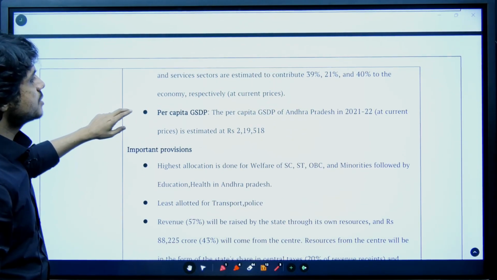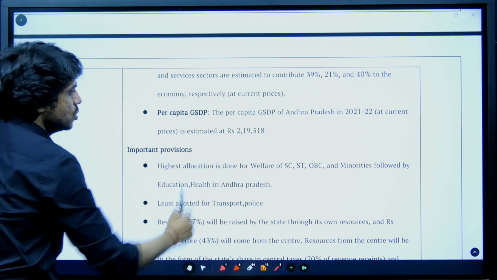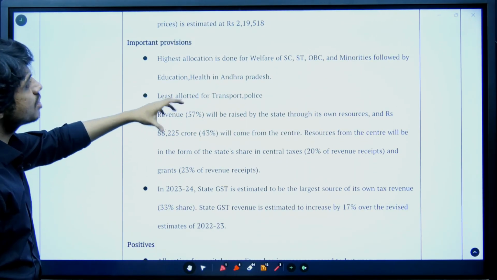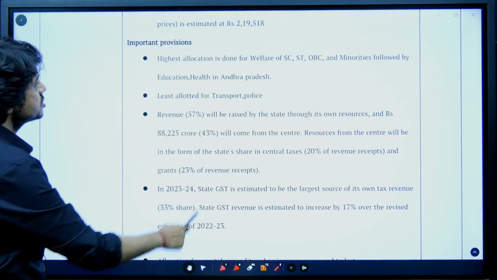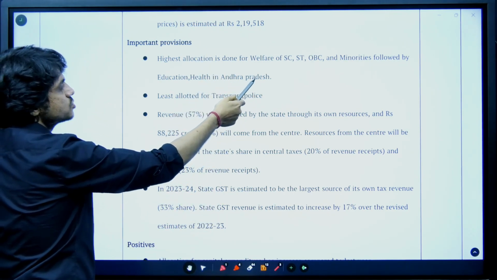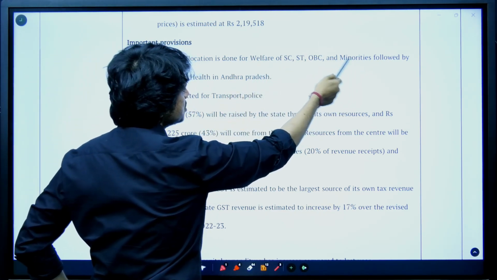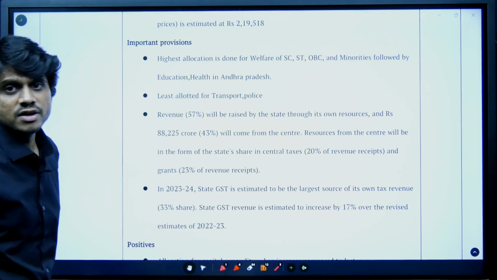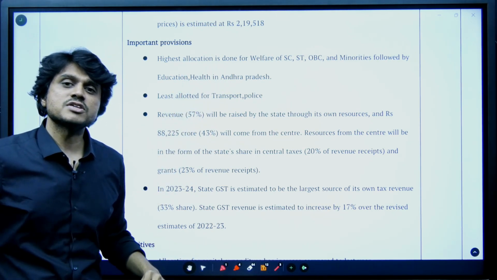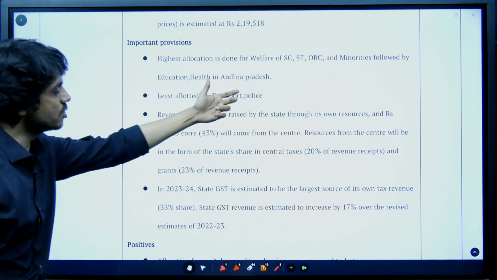Then per capita income. The per capita income has been around 2,20,000. This is also a good change. Now where is the government spending? This is the analysis: the majority of the spending is going towards welfare, SC, ST, OBC and minorities welfare. In one way we can see inclusive growth can happen, some kind of sustainable development, protection of the vulnerable sections.